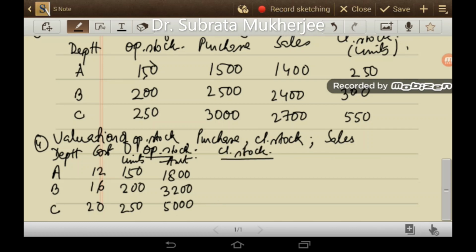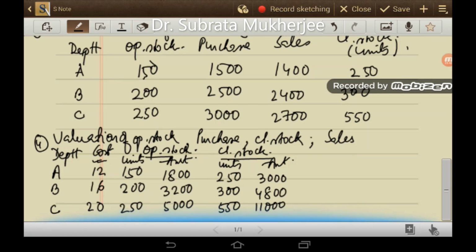So closing stock in units and amount. The units are 250, 300, 550 and the amounts are 3,000, 4,800, 11,000. So the rate I have mentioned here, the cost: 12 into 150 is 1,800, 12 into 250 is 3,000, 16 into 200 is 3,200, 16 into 300 is 4,800, 20 into 250 is 5,000, 20 into 550 is 11,000. And then the purchase, so unit and amount.